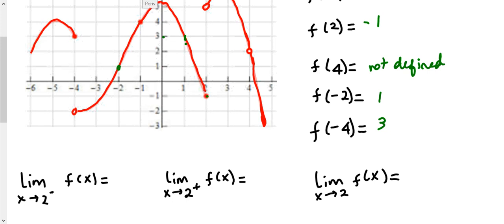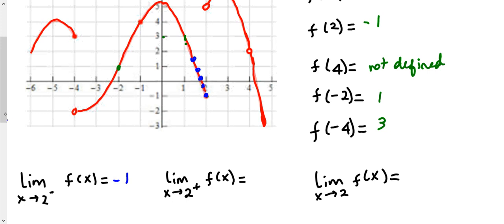So we're going to follow the curve. And as I'm approaching 2 from the left-hand side, look at what's happening to the y-coordinates. The y-coordinates are approaching the y-coordinate of this point, which is -1. So the limit as x goes to 2 from the left of this function is -1.